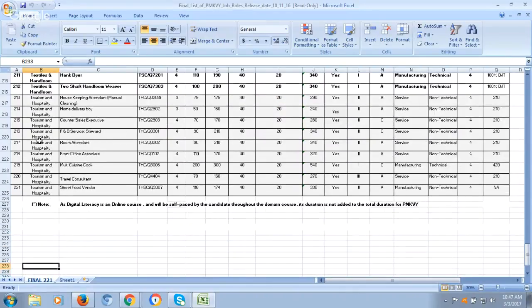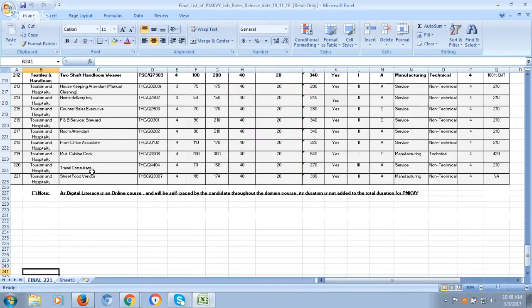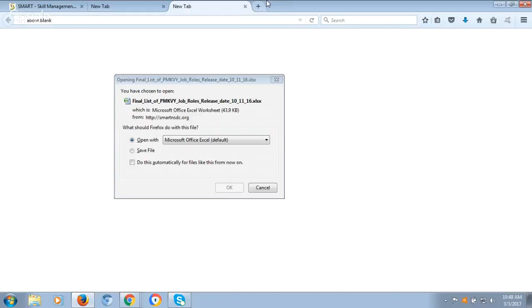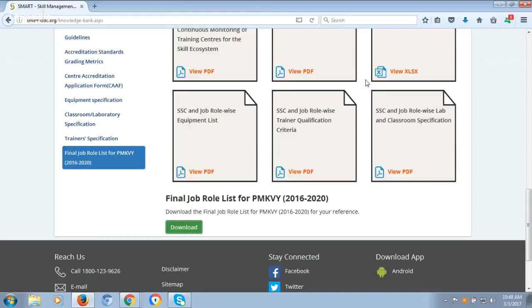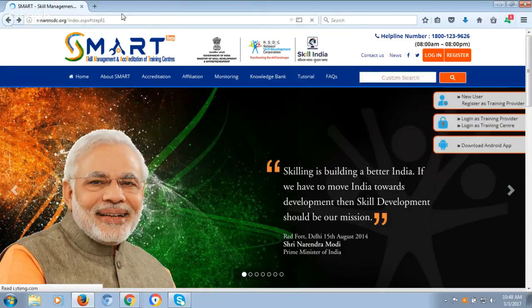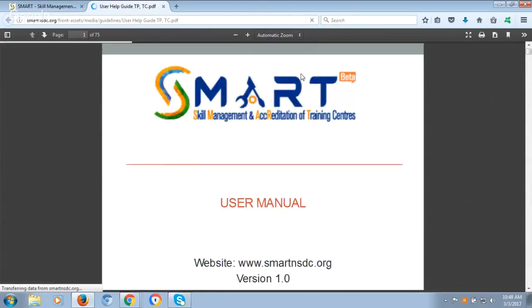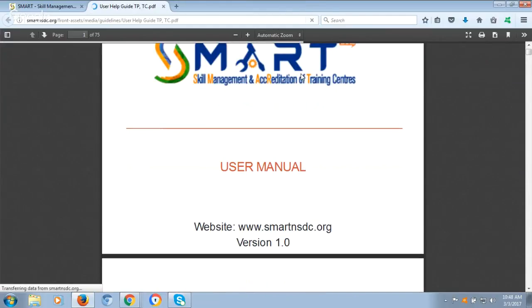For example, tourism and hospitality. You can select travel consultant. Everything is well defined. Trainer specification. Knowledge bank. Again, to fill that form, there is also a user manual.